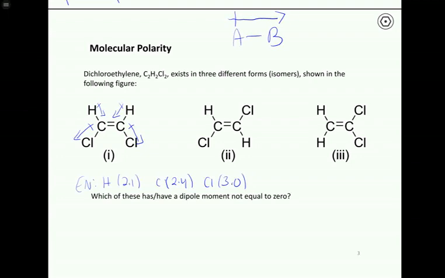They point down and in, so there's a net dipole pointing in this direction. Basically we're summing vectors here, and if all of these arrows, all these vectors add together, there's going to be a dipole pointing down. They don't cancel each other out.